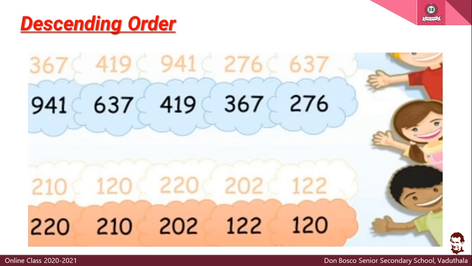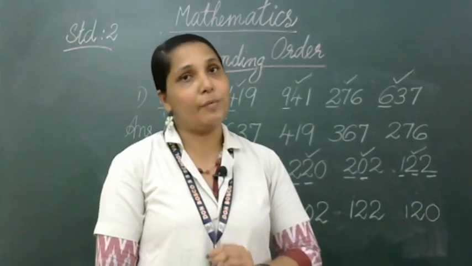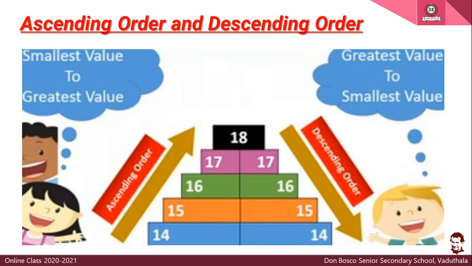Now I will give some tricks to find out how to arrange the numbers in ascending and descending order. But before that, let's find out what we studied in today's class. First we studied ascending order. Ascending order means smallest to the biggest, like a ladder going up. Then next we studied descending order. That is the opposite, from the biggest to the smallest.